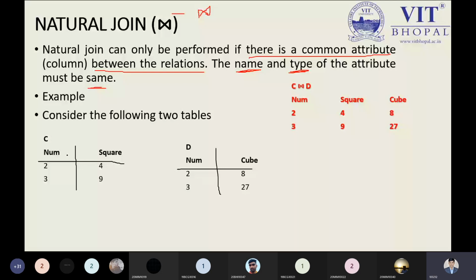So what is the syntax for writing C natural join D? Num will be our common attribute, so that will come first. So we are writing num 2, 3, 2 and 3. So we have written it perfectly. There is no issue.